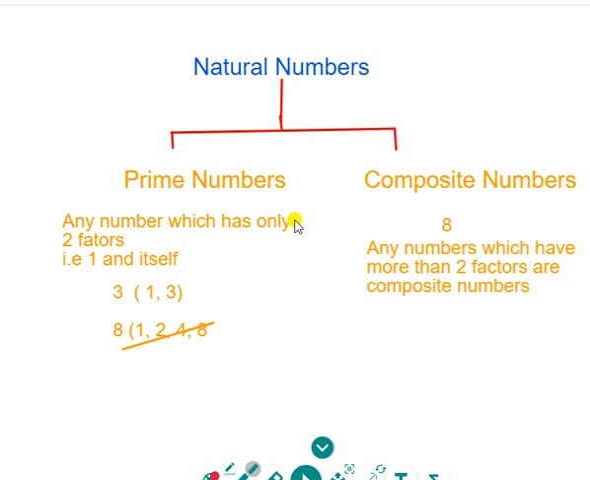To identify prime numbers and composite numbers, you need to be very quick in your timetables and you need to recall and revise the divisibility rules on a daily basis so you can identify prime numbers and composite numbers.